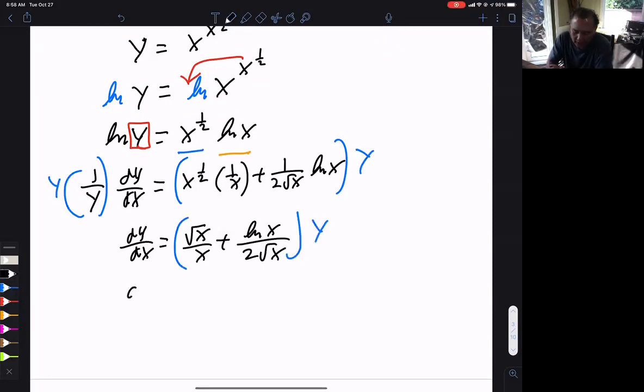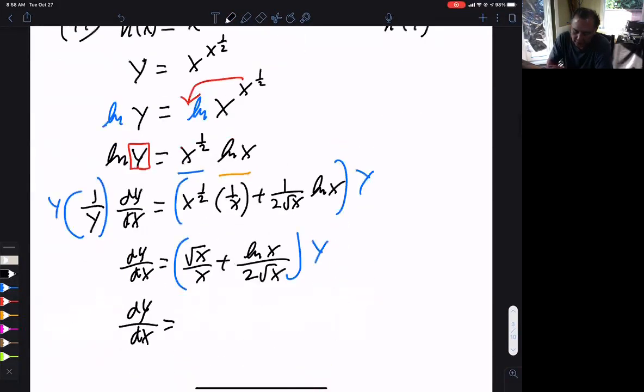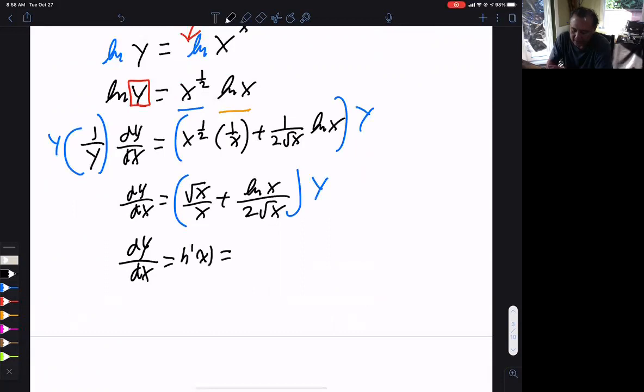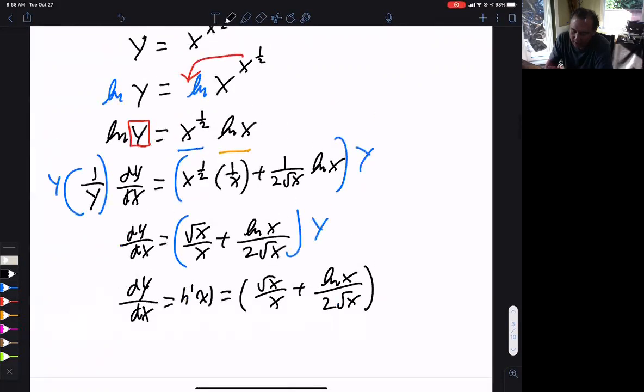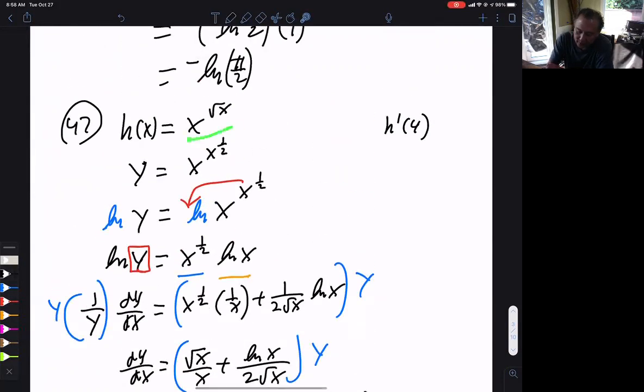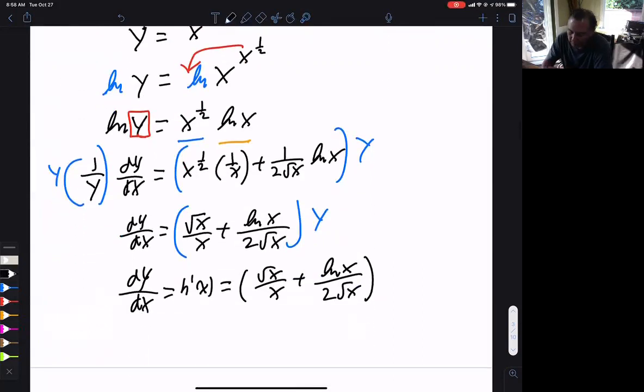But what is y? And this was h, so I'll say this is h prime of x, is radical x over x. And we can actually simplify that radical x over x. And y is our original function, x to the square root of x. So replace y with x to the square root of x.